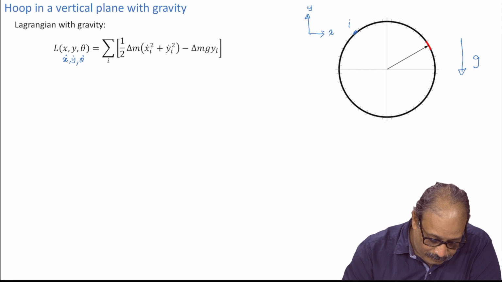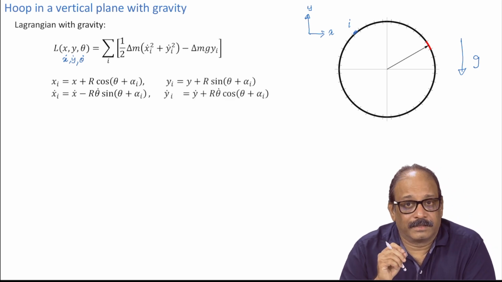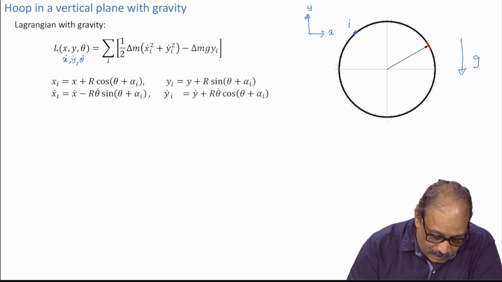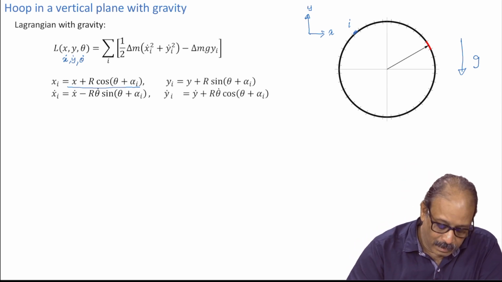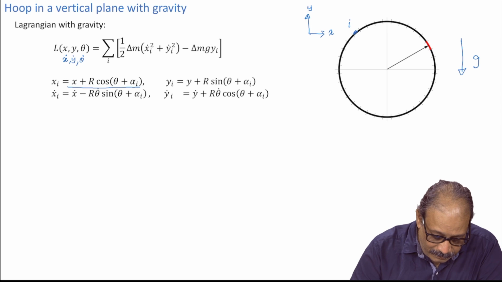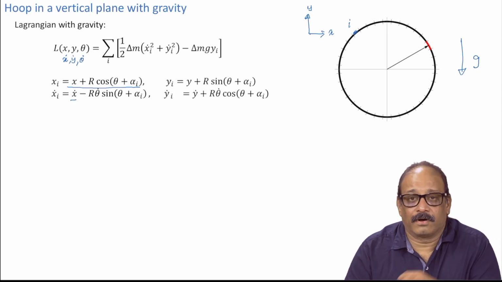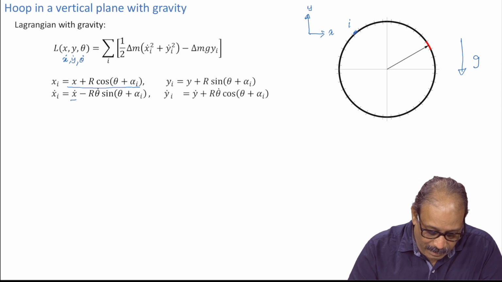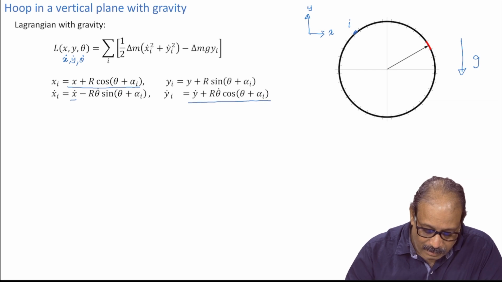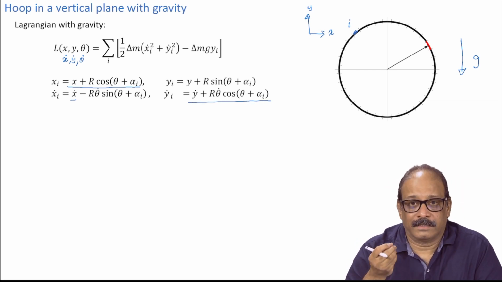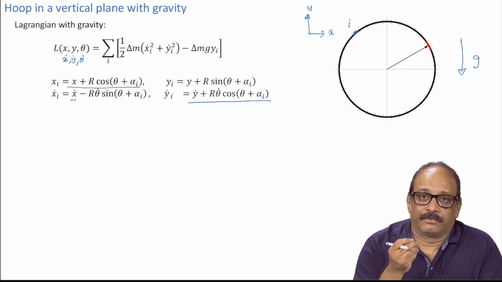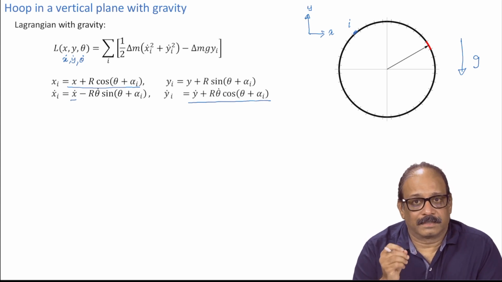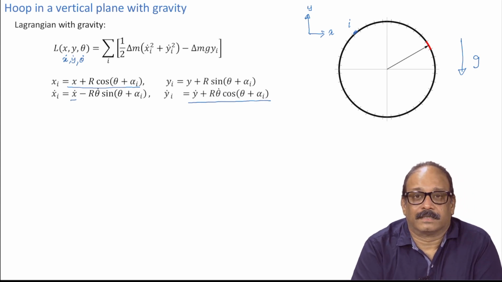So, how do I calculate this? Start by looking at the transformations. I know x_i is equal to x plus r times cos(theta plus alpha_i), and then x_i dot is just taking its derivative. So you get x dot, and the derivative of cos is minus sine, multiplied by r and by theta dot. Similarly, the y coordinate is y plus r sin(theta plus alpha_i). Take its derivative with respect to time, then you get y_i dot is equal to y dot plus r times theta dot times cos of (theta plus alpha_i).